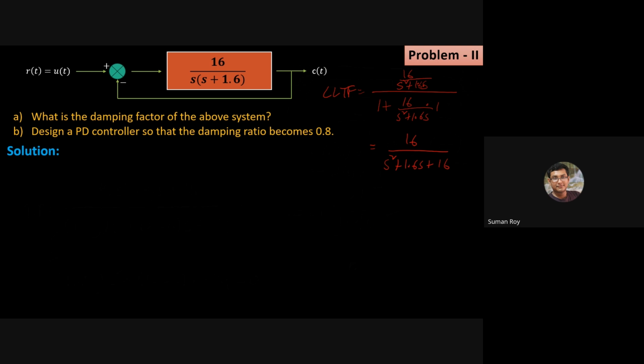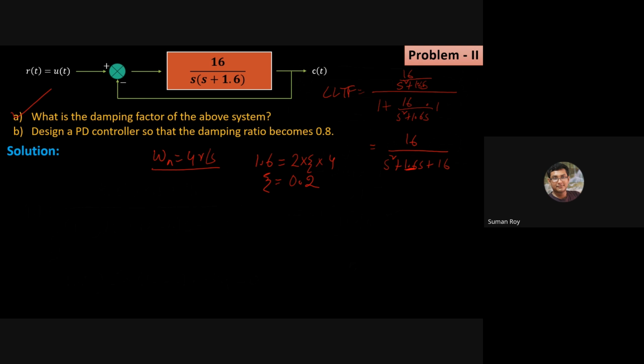From here, we can easily determine ωn equal to 4 rad/s, correct? And 1.6 is equal to 2ζωn. So from here, you can find the ζ value equal to 0.2. Very easy question for part A. Okay, fine, done. I think it is clear.